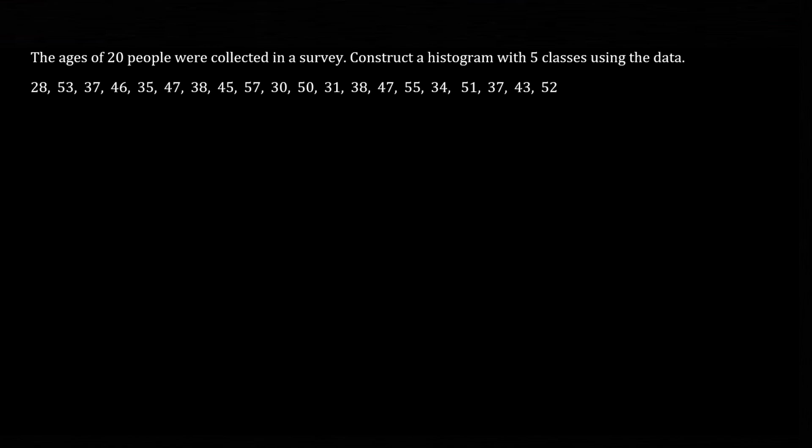Hello everyone. In this video, we are going to be talking about how to create a histogram from a frequency table. So we're given the ages of 20 people, and we want to construct a histogram with 5 classes using the data. Let's start by creating a table with 3 columns. The first column are the classes. The second column are the class boundaries. And the third column is the frequencies.